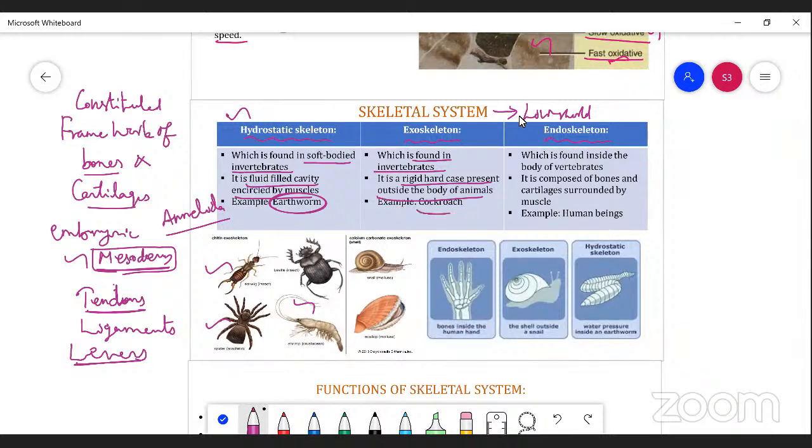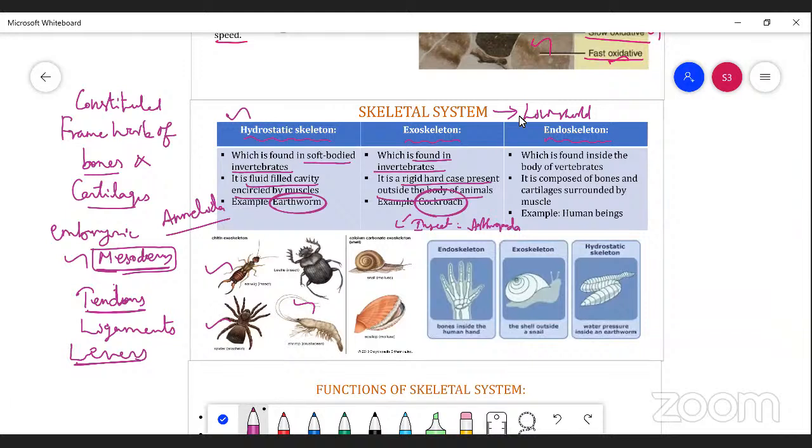Example, we can say the cockroach. The cockroach comes under the insects. The insect is one of the classes in the phylum Arthropoda. Phylum what? Arthropoda. Do you understand? In the invertebrates themselves, we can see lower organisms and higher organisms. Up to Annelida, we can see the lower organisms, which are soft body animals with a hydrostatic skeleton. The higher organisms are covered by a rigid, hard case on the outer layer. So that is called the exoskeleton.